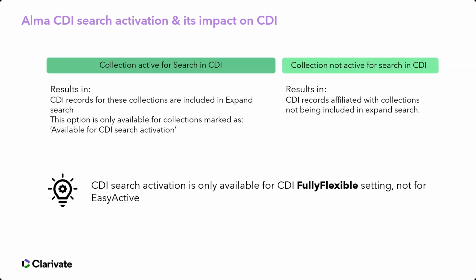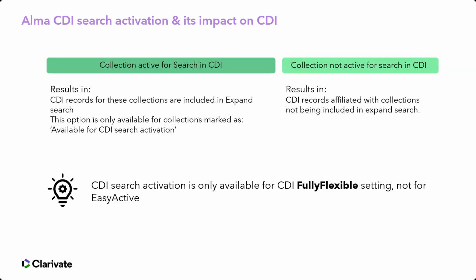The easiest way to do it is to go into Alma, and when you do a search for a collection, check if you have this indication that says can be activated for search. There's a yes or a no. On the left side of Alma in the filters, you have a filter for searchable activation. If that doesn't appear, that means that you are easy active. If it does appear, then you're fully flexible.